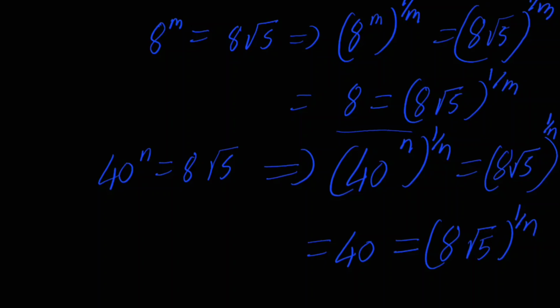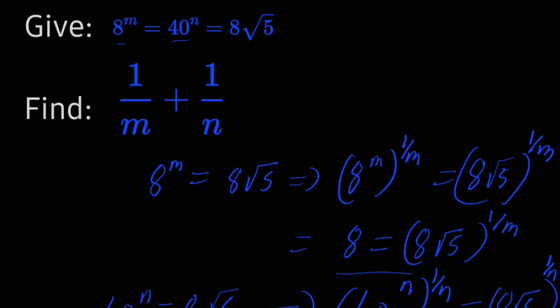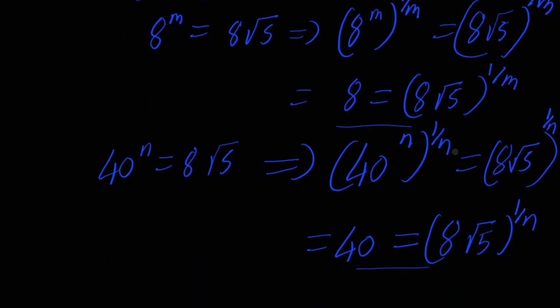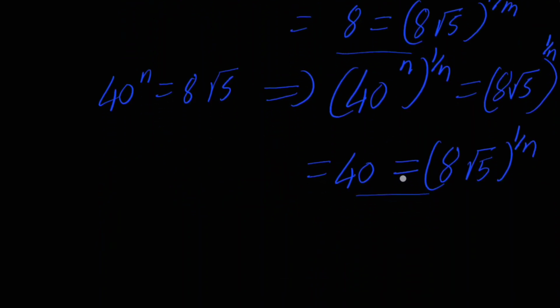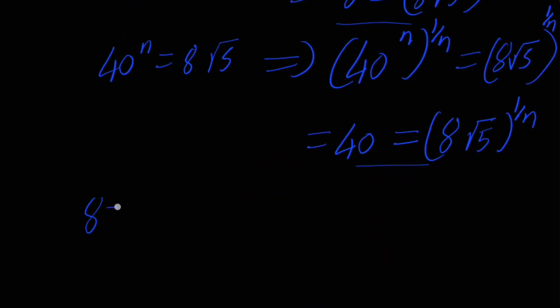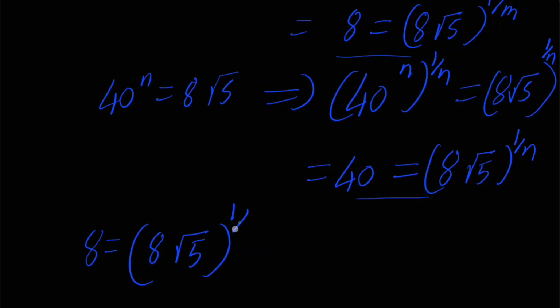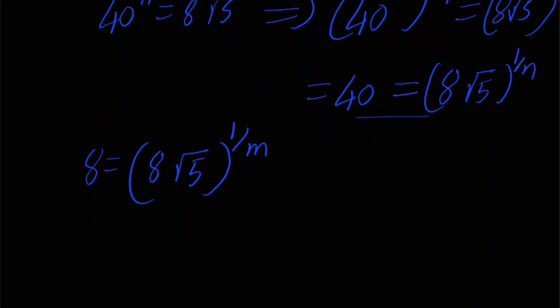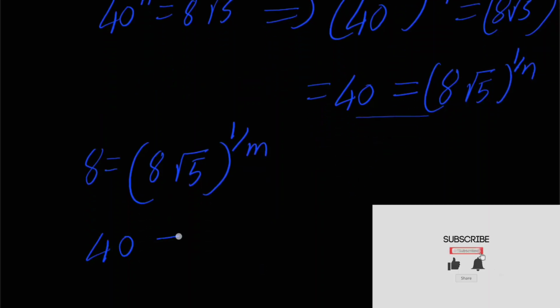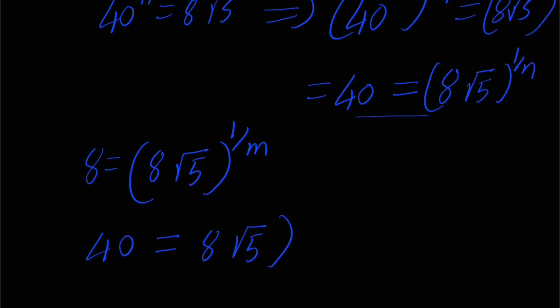So we're looking at these two equations now, where we're trying to get to an answer for 1 on m plus 1 on n. If we look at it, we can basically multiply both equations, which gives us 8 is equal to 8 root 5 to the power 1 on m, and 40 is equal to 8 root 5 to the power 1 on n.